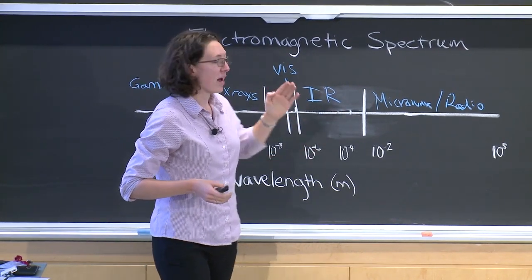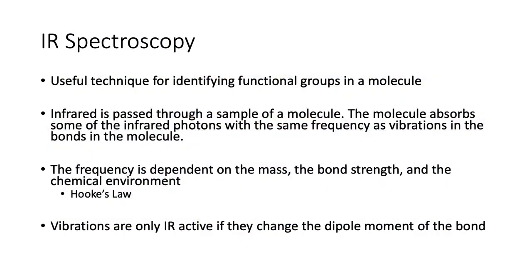So if you pass IR radiation through your sample, then some of the wavelengths will match up with the frequencies of the vibrations of your bonds, and it will get absorbed. And then you can measure how much light comes back out and how much light gets absorbed, and you can get an IR spectrum of your molecule, which is representative of all the different bonds and the energy that they absorb. The frequency of light or energy that a bond absorbs is dependent on the mass of the two atoms that are attached in the bond, the bond strength, and the chemical environment.